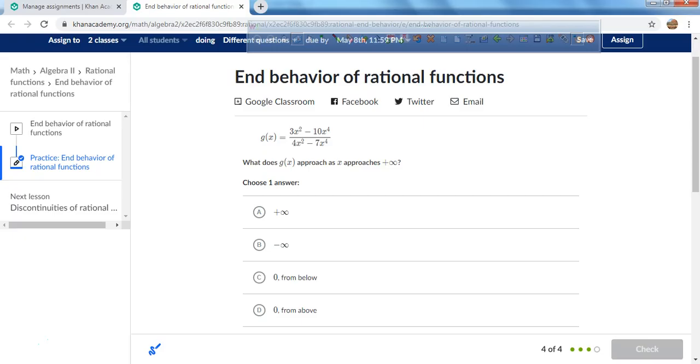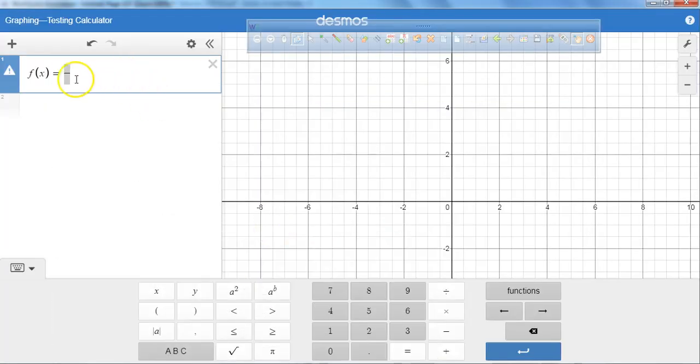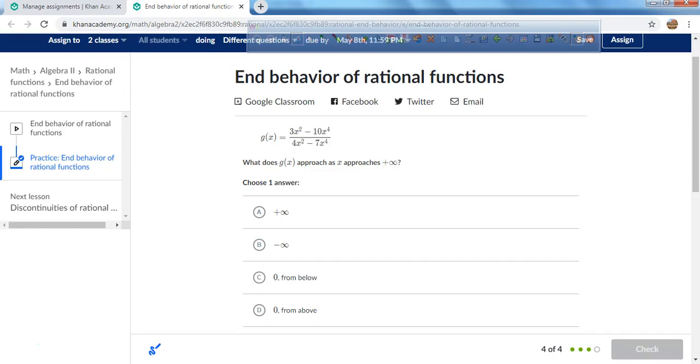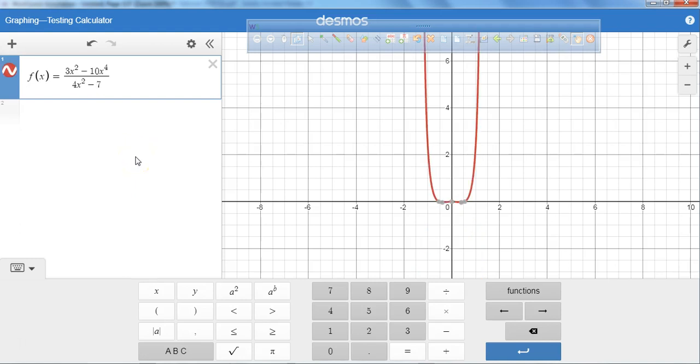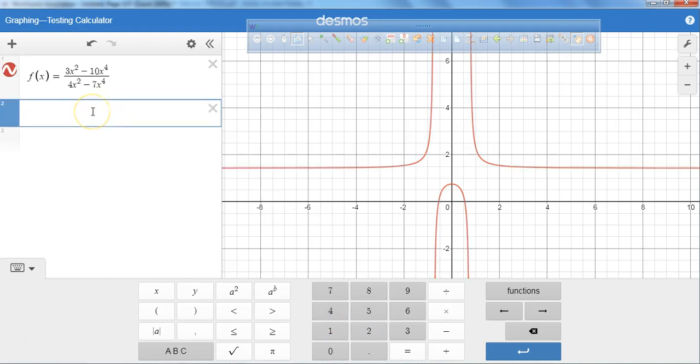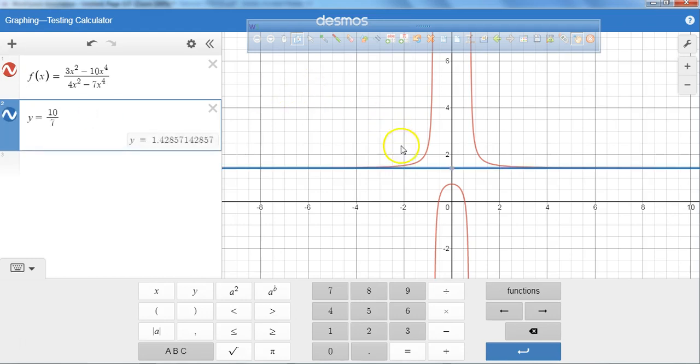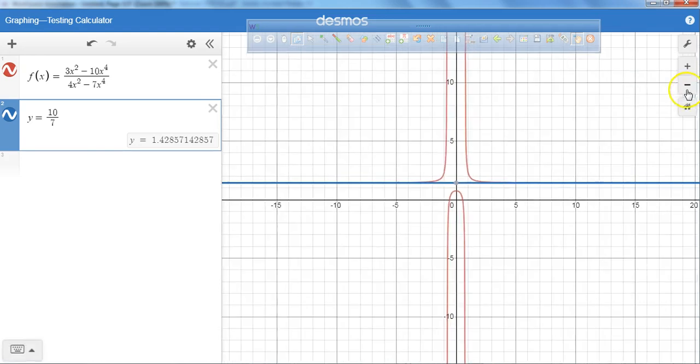We got 3x squared minus 10x to the power of 4 over 4x squared minus 7x to the power of 4. Now I'm going to type in y equals 10 over 7. And I want you guys to see that this right here is the horizontal asymptote that goes right through here.